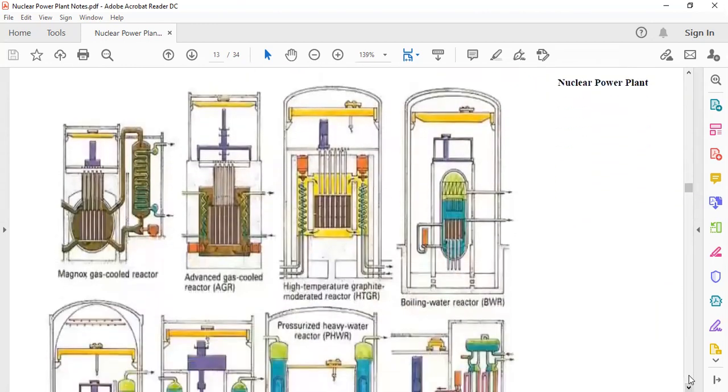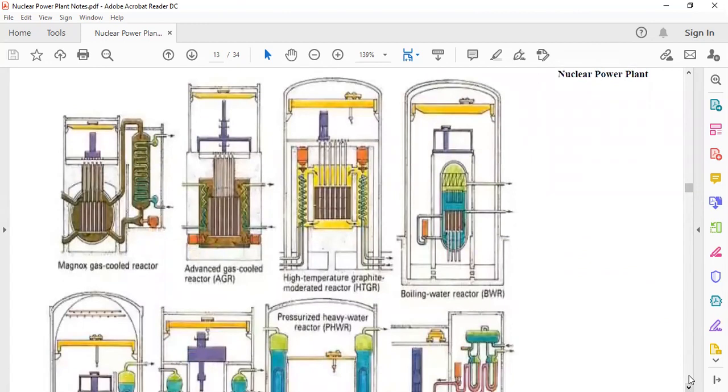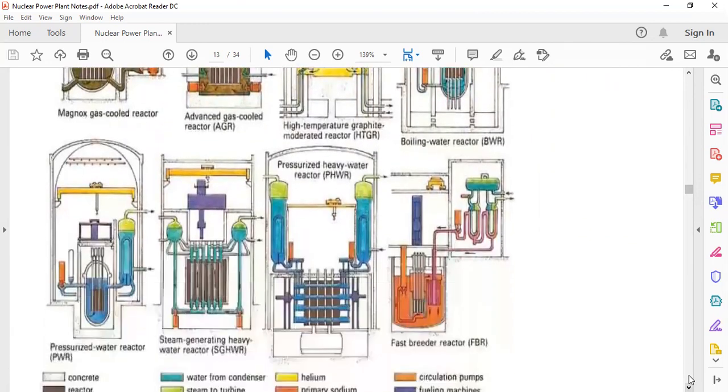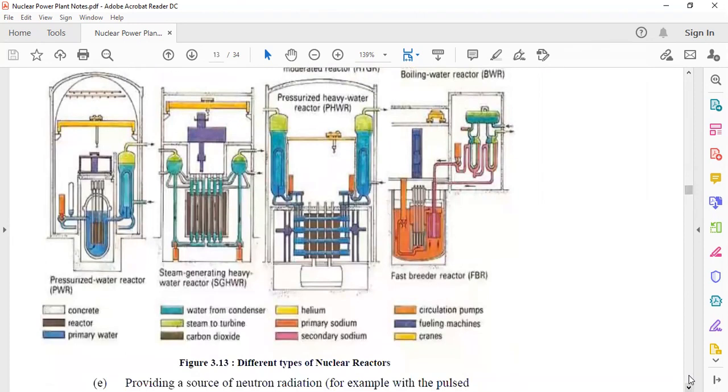So these are graphical representations of different types of reactors. In the next lecture, we will see all these reactors in detail.